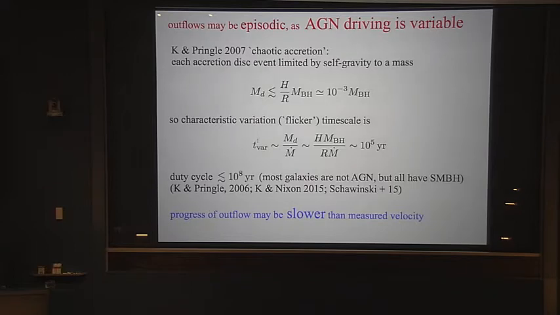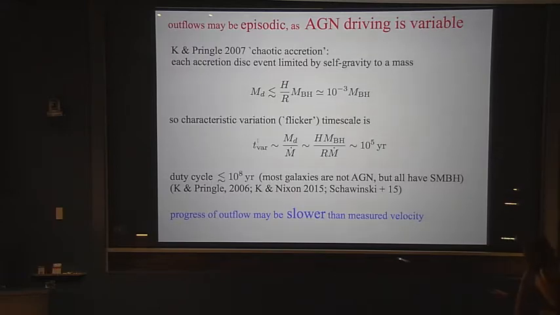Like 10 to the 5 years is a reasonable time scale, the appropriate time scale for changes in the geometry of the inner regions, right? So what you find is that you can compute, in the models that I've shown you, the typical variability time scale for characteristic variation. And the flickering time scale that you get is nicely 10 to the 5 years, which matches the observations. Further, the duty cycle is about 10 to the 7 years-ish, 10 to the 6 to 10 to the 8 years-ish.